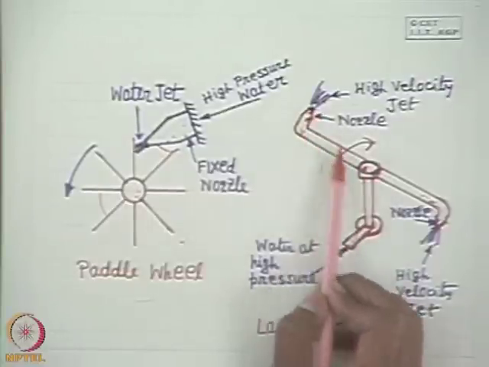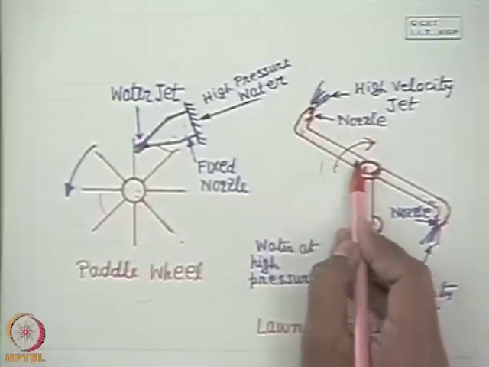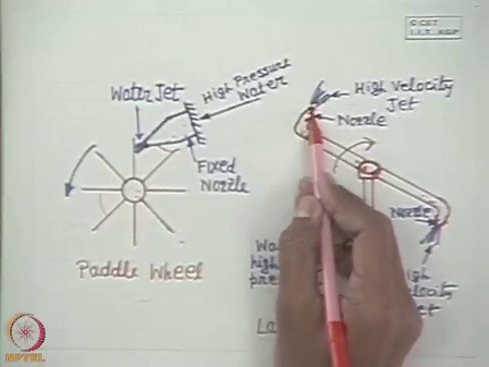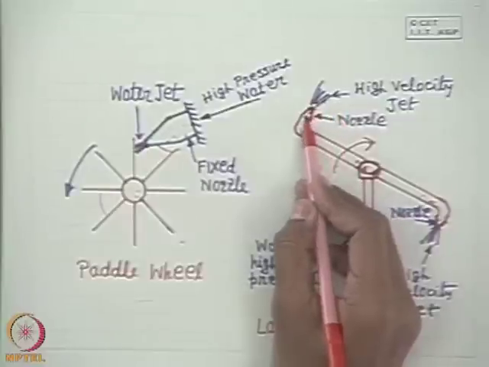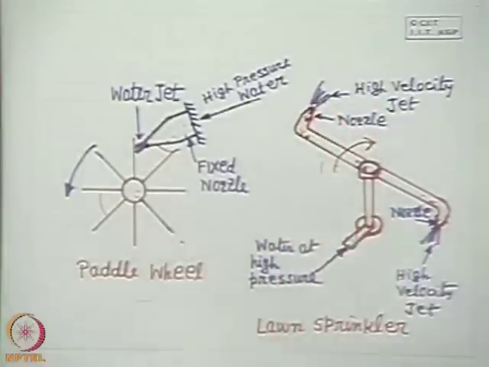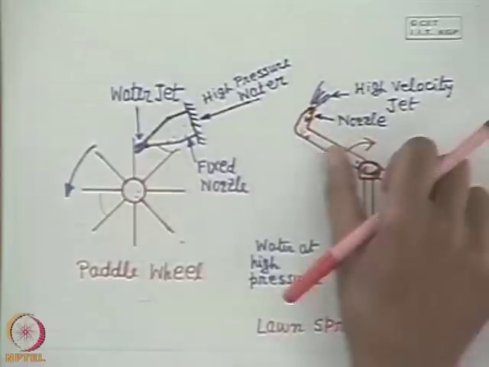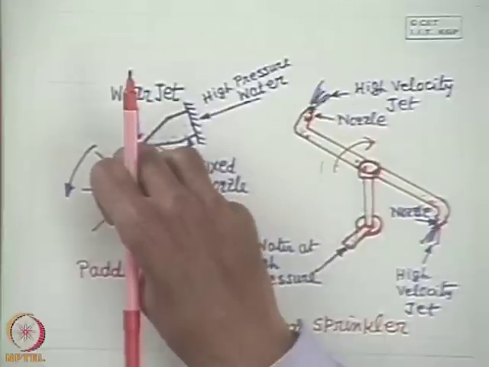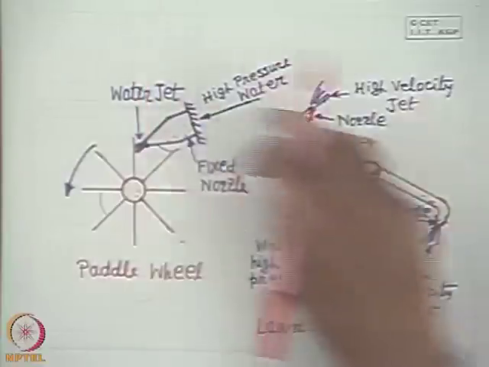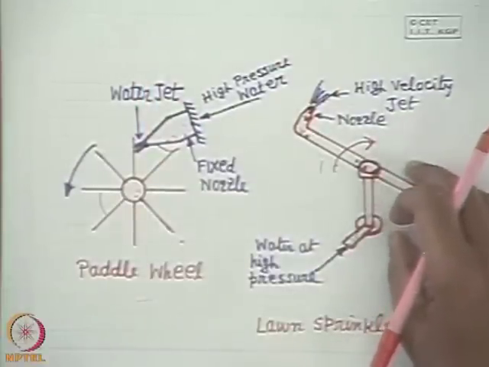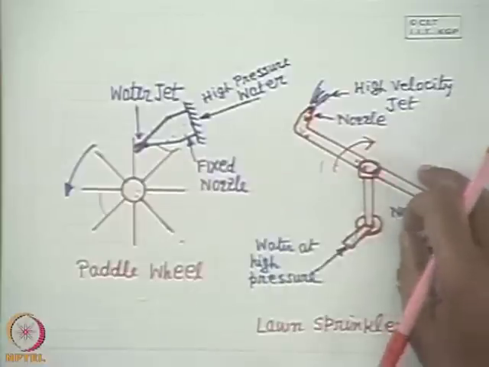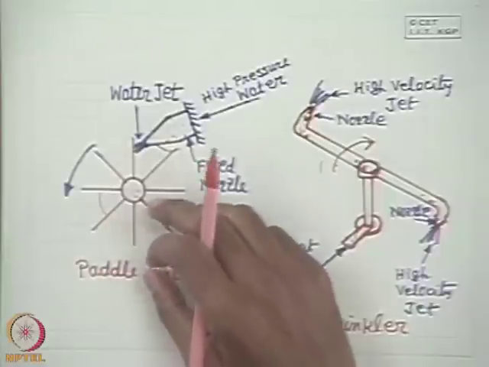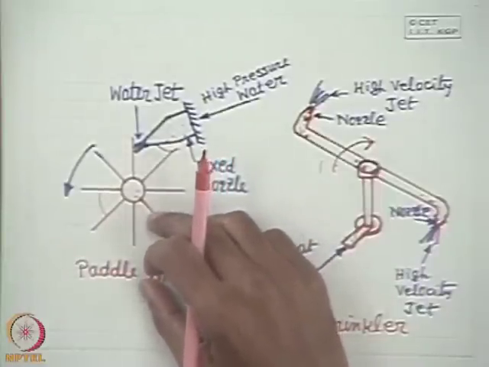How can we realize it? Because there is a change in the pressure: pressure here is high, here is high, here is high, and only in the nozzle part, which is also moving, the pressure is changed. That means in the rotor both the absolute velocity and the pressure of the fluid are changed. So we get a change in both the dynamic head and the static head in the rotor, whereas in the earlier case there is only a change in the dynamic head. So a lawn sprinkler is a very good example of a reaction fluid machine, while a paddle wheel is a very good but simple example of an impulse fluid machine.